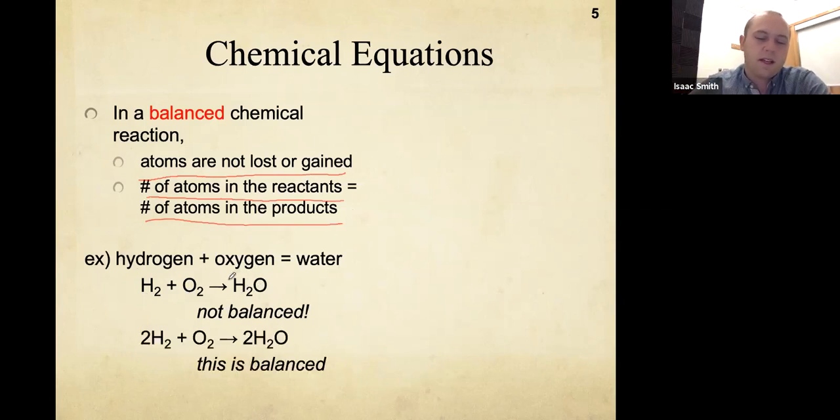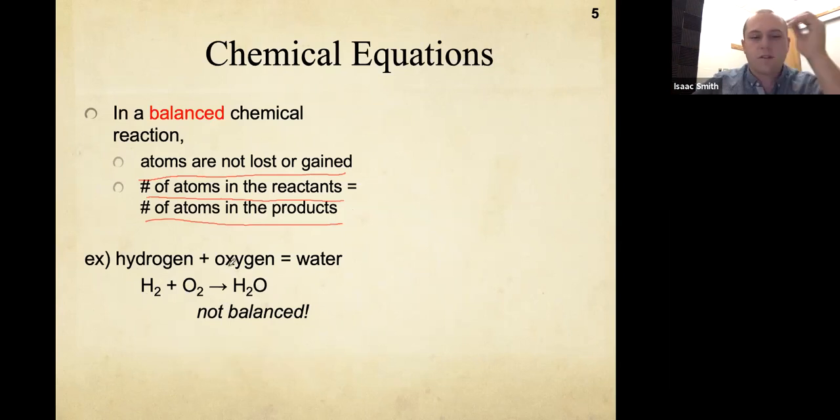Before I get there, maybe I'll walk you through the process of what I would do here. Okay, so I know I have 2 hydrogens over on the left and 2 oxygens, and then on the right I have 2 hydrogens and 1 oxygen. So I need to multiply this whole water molecule by 2 because I need to have 2 oxygens, right? So now I have 2 oxygens on the right side and 2 oxygens on the left side.